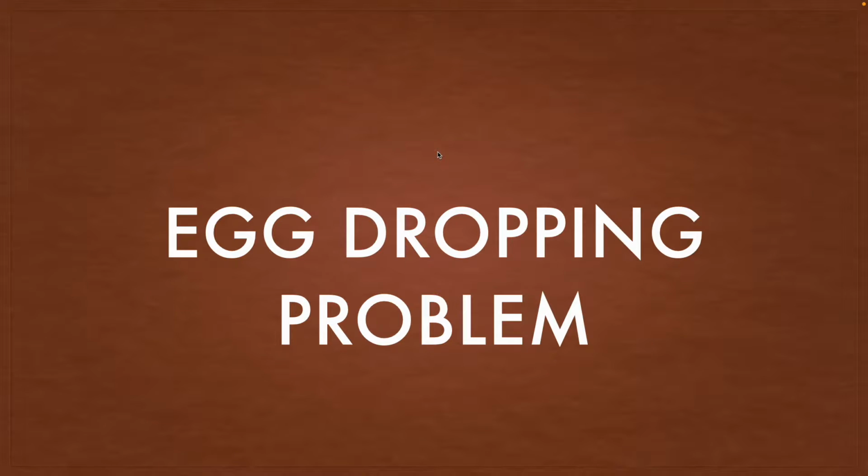And today's video is also going to be on one of the dynamic programming problems. This is commonly known as the egg dropping problem. This is a very common interview question asked in many companies like Uber, Amazon, Google, Facebook. So let's take a look at it.